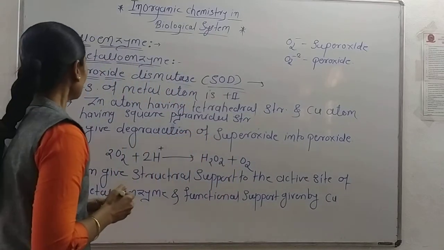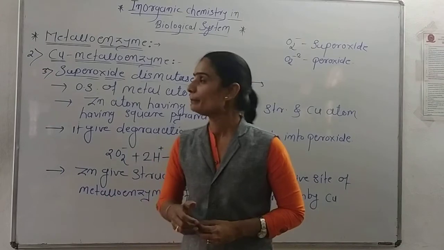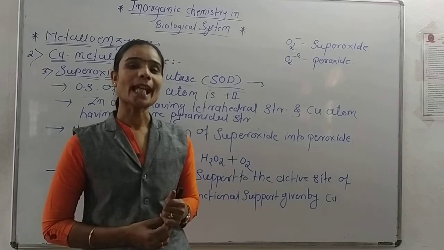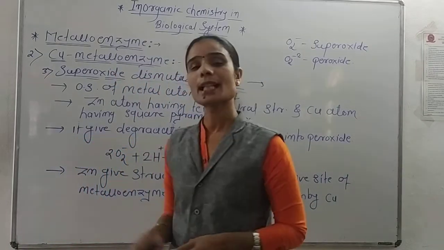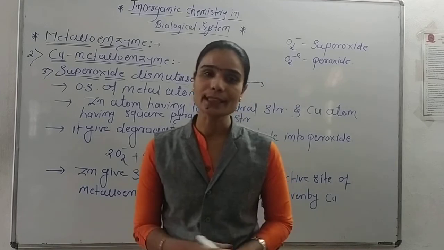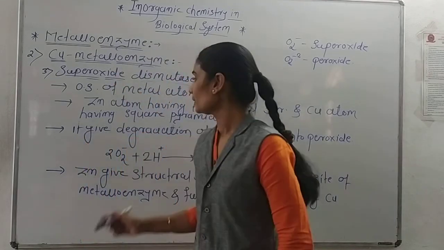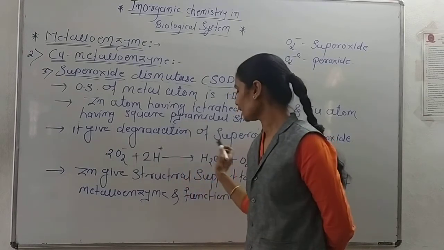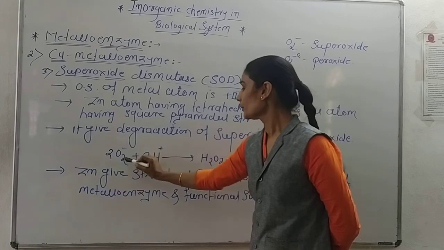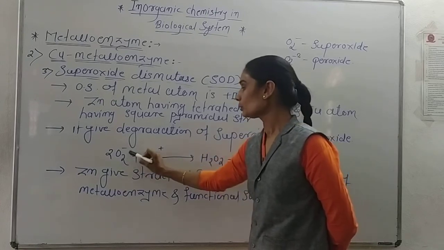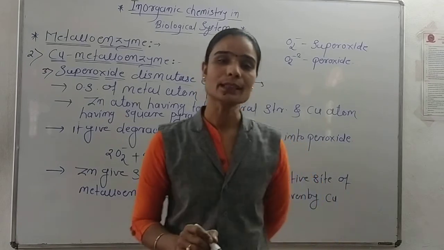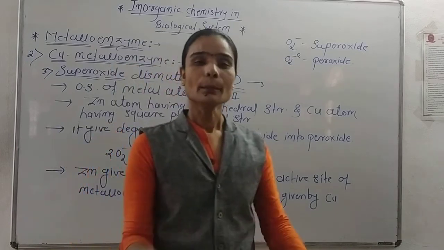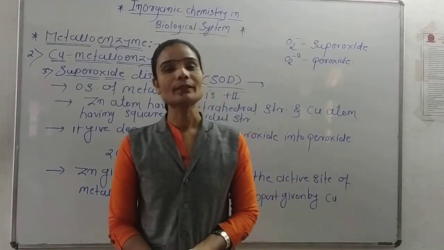Okay, so this is the third metalloenzyme of copper, that is the superoxide dismutase, in which two metal atoms are present at the active site. These are copper and zinc. That's why it is also called the copper metalloenzyme. And the two metal atoms have the +2 oxidation state, and the main function of superoxide dismutase is that it gives the degradation of superoxide into peroxide, means O2 minus is converted into O2 2 minus. And zinc gives only structural support to this metalloenzyme. The main function of this metalloenzyme is given by the copper.